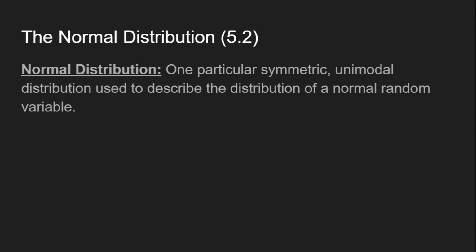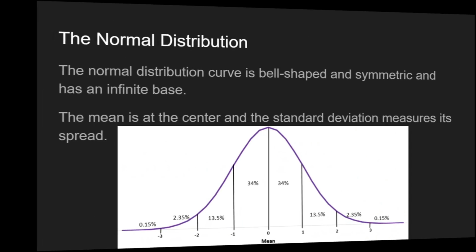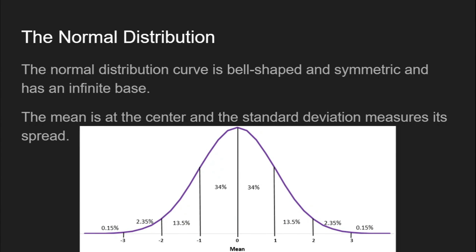Now let's discuss the normal distribution. The normal distribution is one particular symmetric unimodal distribution used to describe the distribution of a normal random variable. The normal distribution curve, as shown below, is bell-shaped and symmetric and has an infinite base. The mean of the distribution is located at the center.